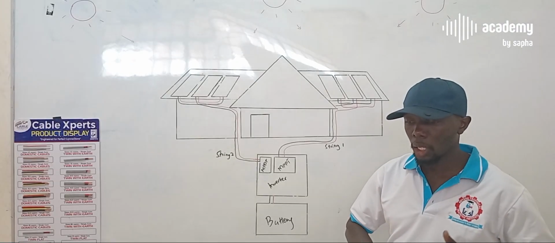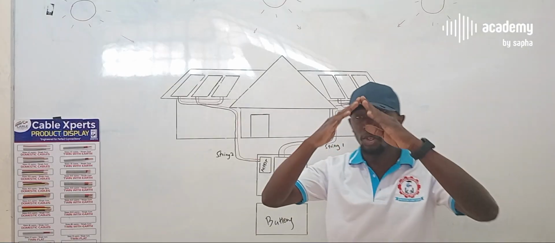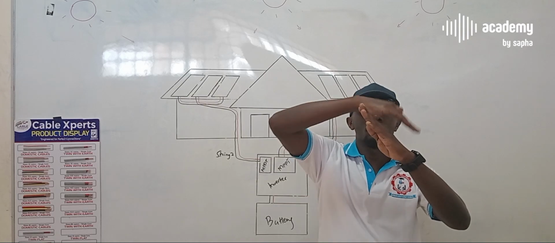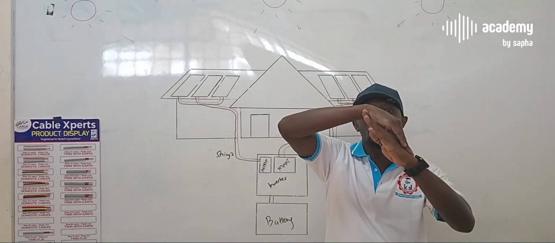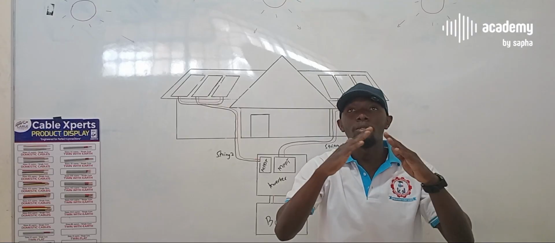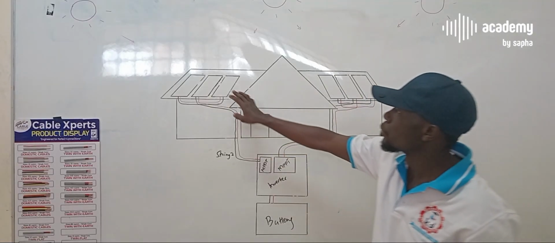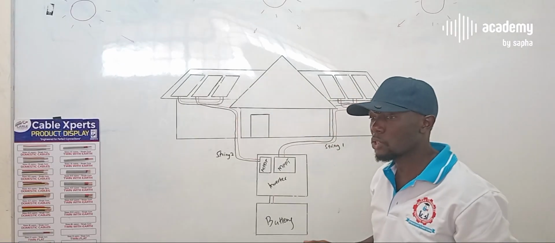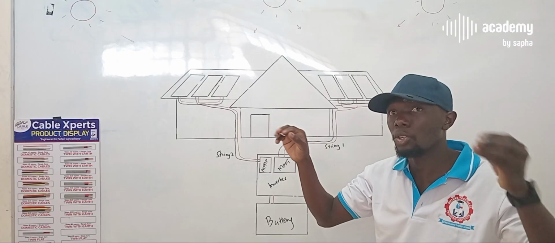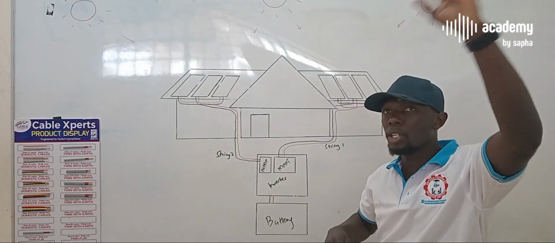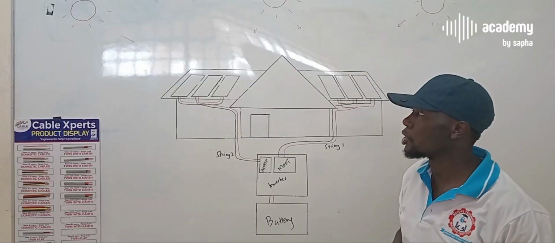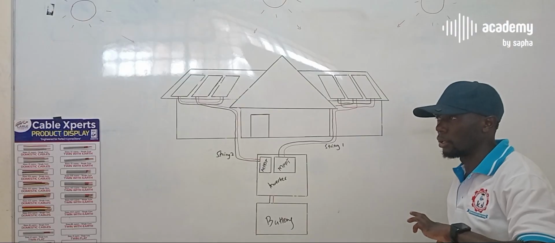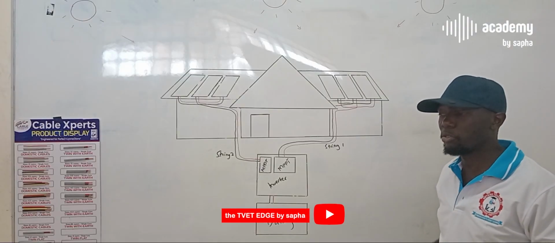For example, if the roof is a gable, you could have 3 panels on one side and 3 panels on the other. Or if the roof is like this one, you can have 3 panels on this side and 3 on this side. Depending on the roof structure, I just want you to have that picture in mind so you can visualize it. You can go out and look at any other roof and see how you can distribute your panels.